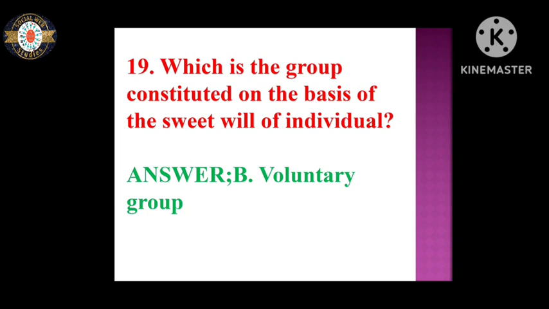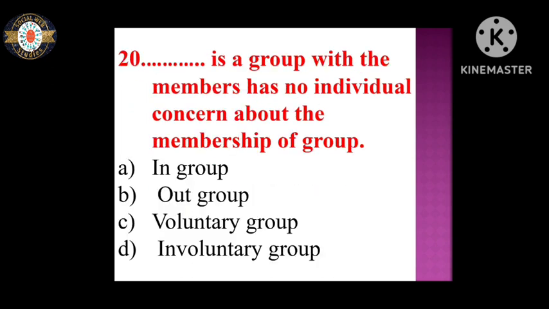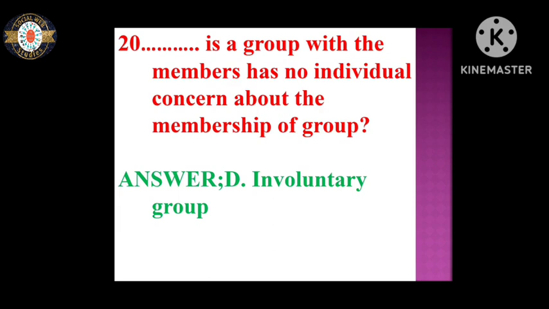Answer is option B, voluntary group. Another question is which is a group with the members has no individual concern about the membership of group? Option A, in group. Option B, out group. Option C, voluntary group. Option D, involuntary group. Answer is option D, involuntary group.